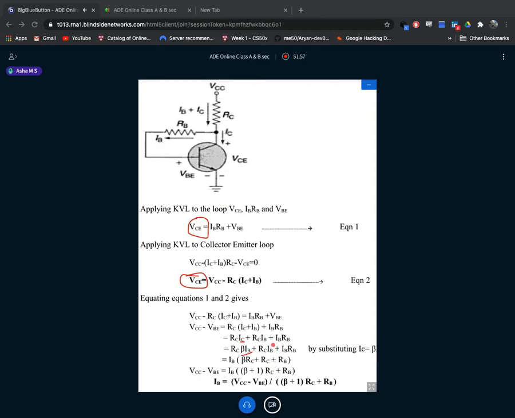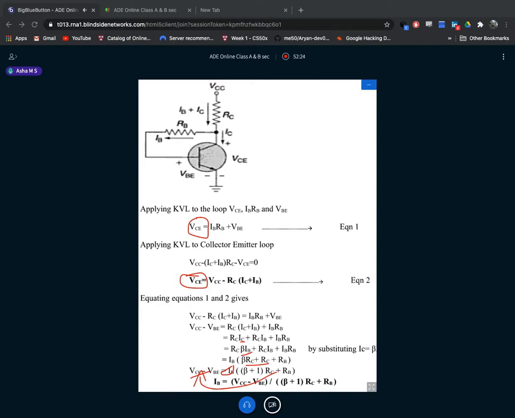And here we are taking IB common in all these terms. If you take IB common, you will be left with this one. And here also you can take RC common inside the bracket, right? So when you take RC common, it will be beta plus 1 into RC plus RB. Now because I was calculating IB, I will keep that on one side. All the remaining things let me push and rearrange this one.